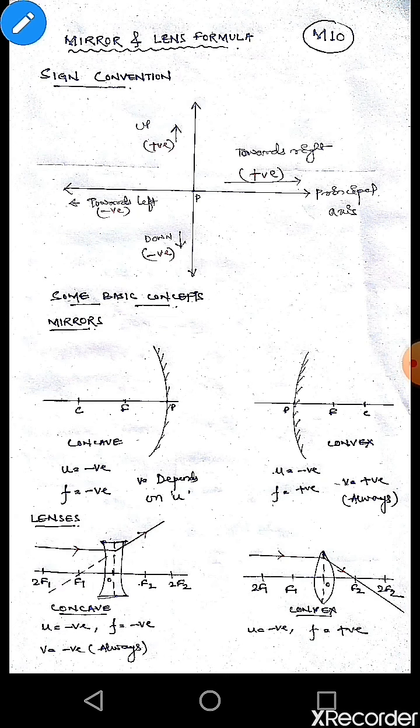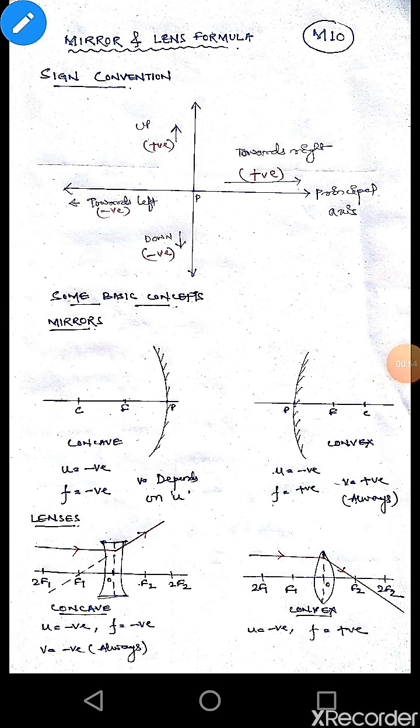Today we are going to discuss mirror and lens formula. Many a times I have seen students facing difficulties in solving numericals related to mirror and lens formula. Before going to know about mirror and lens formula, we must know about some concepts.